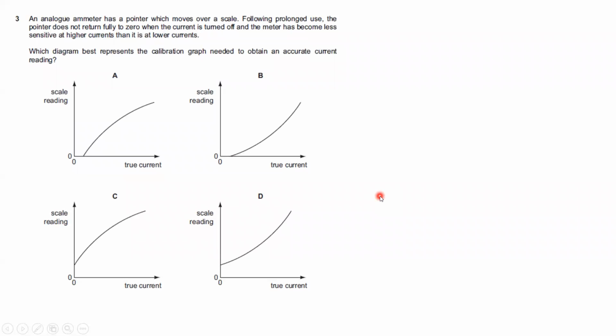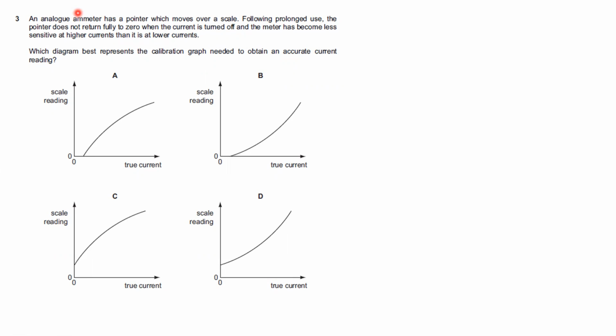Question 3. An analog ammeter has a pointer which moves over a scale. Following prolonged use, the pointer does not return fully to zero when the current is turned off, and the meter has become less sensitive at higher currents than it is at lower currents. Which diagram best represents the calibration graph needed to obtain an accurate current reading? So as you can see, it's an analog ammeter which has been calibrated.